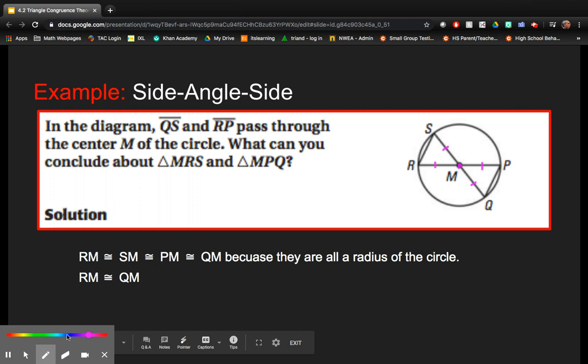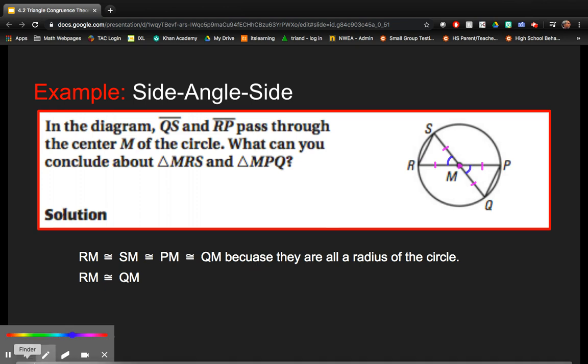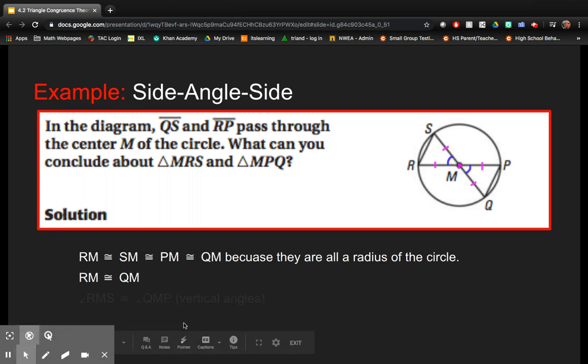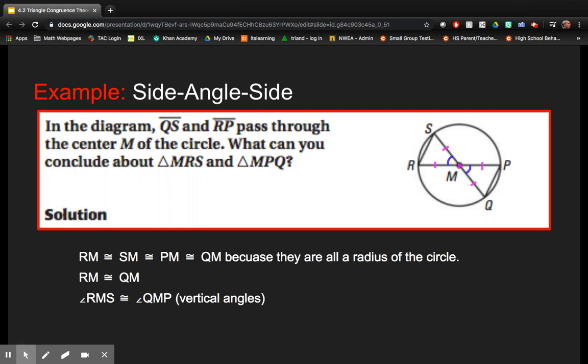I will also note here that these angles have to be congruent to each other because they're vertical angles. So in this triangle, or these sets of triangles, things aren't marked. I have to determine whether the pieces are equal or not, and then make a determination about whether they're congruent triangles.